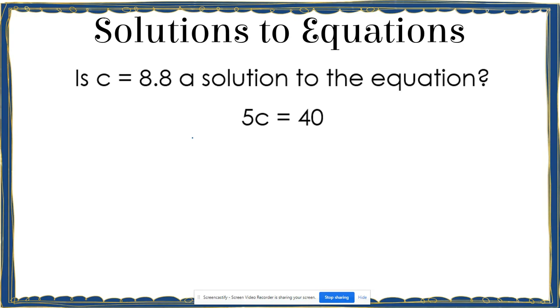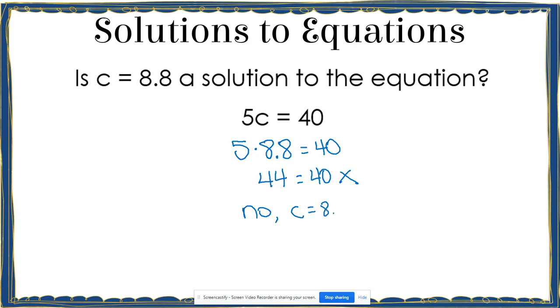Is c equals 8.8 a solution to the equation 5c equals 40? Well, I'm going to replace or substitute 8.8 in for c in my equation. And I need to remember that when I see 5 next to c and there is no operation there, that actually means multiply. So this really says 5 times c. So when I write this, I'm going to write 5 times, and I'm going to replace c with 8.8. And then the rest of my equation says equals 40. Now when I multiply 8.8 times 5, I get 44, and then the rest of my equation says equals 40. Now since I know that 44 is not equal to 40, I know that c equals 8.8 is not a solution to this equation.